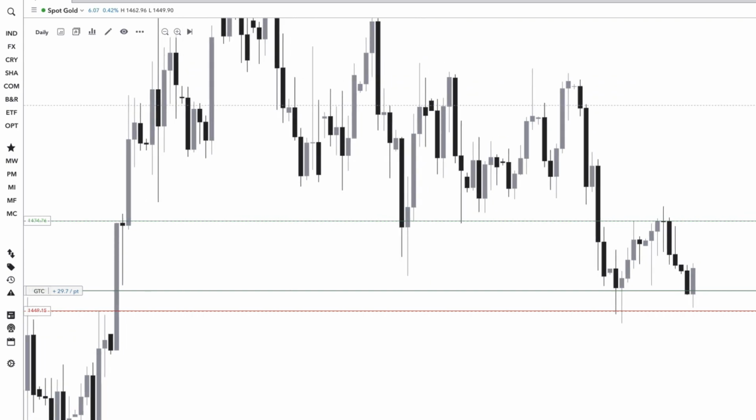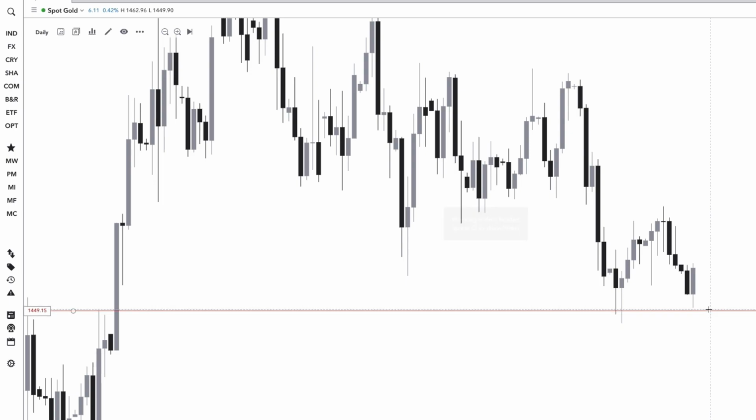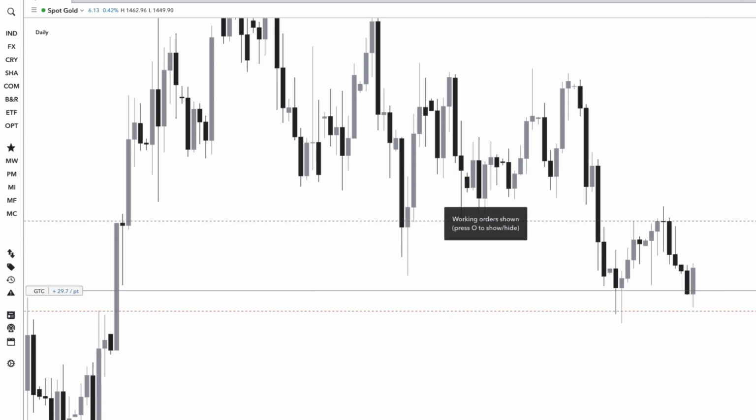So let me get the lines taken off, the order back on, and there we go. So that's the order placed. Again, it's a really simple way to trade. And from here, all we need to do is hopefully get filled on the trade. That would be fantastic because if we do head straight for target, I'll be pulling the order. And if we are filled, I'll update you on that when that takes place. And we'll see where we end up.